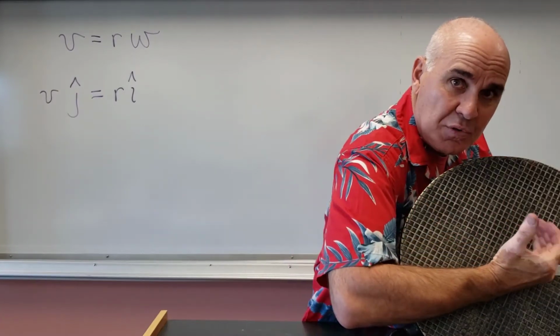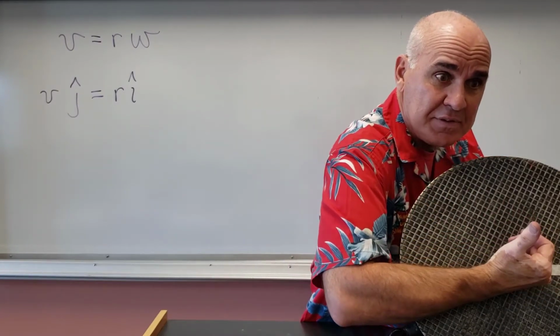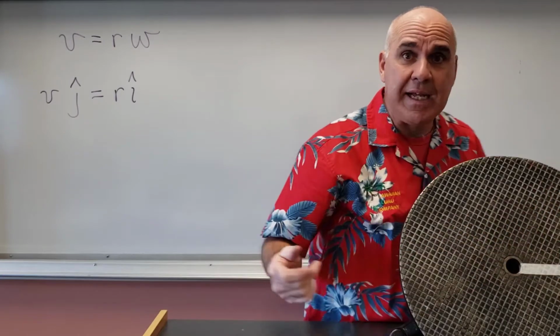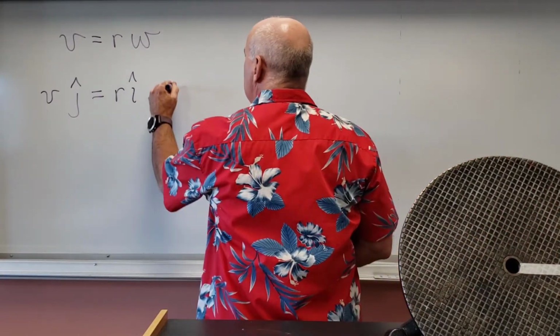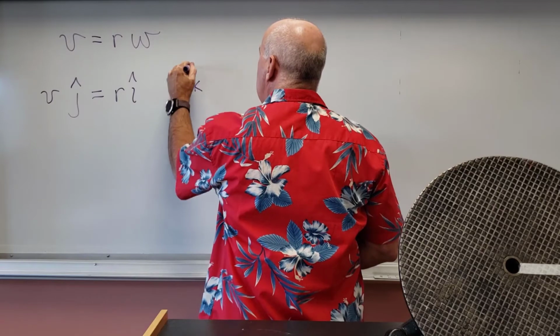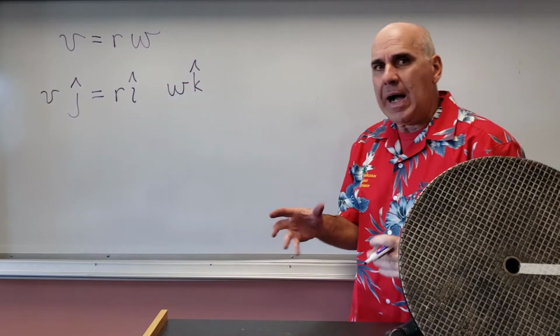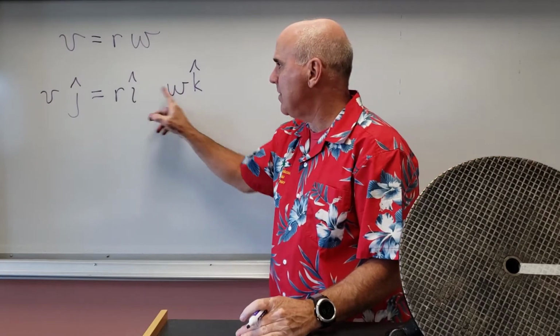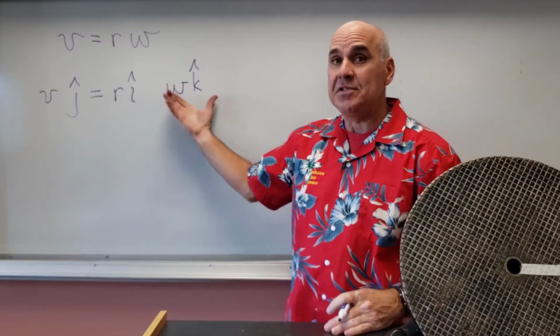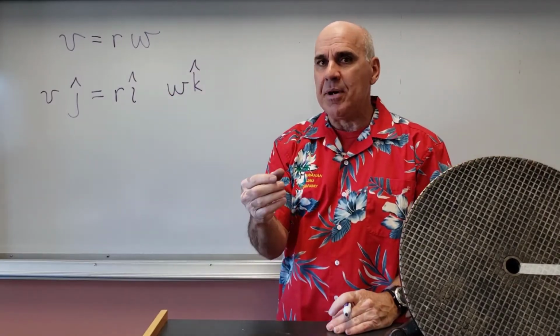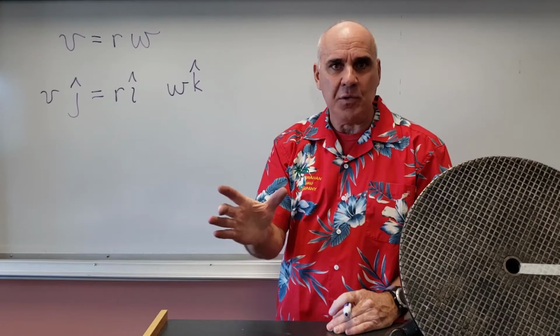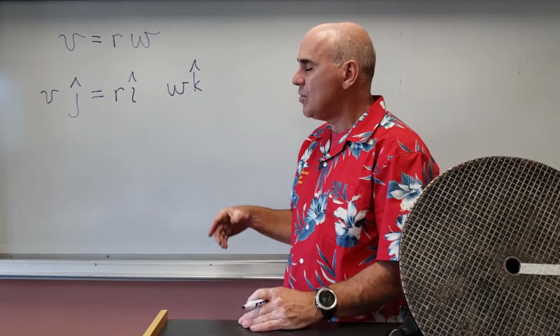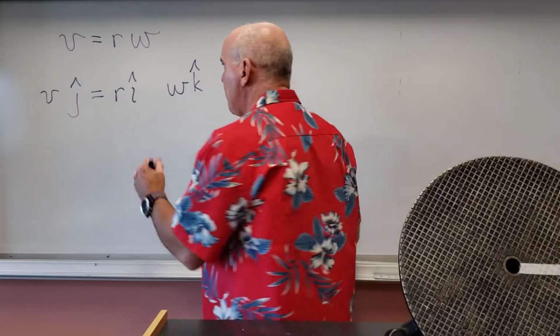Omega, this is rotating in the counterclockwise direction. Omega is pointing in the k hat direction, right? So I have an omega times k hat here. So I need to multiply these. Now I can't use a dot product. That's not going to work because if I do a dot product, well, first off, I'm going to get 0. But secondly, when I do a dot product, I get a scalar quantity. That's not going to work. I need a vector quantity. So I need a cross product.